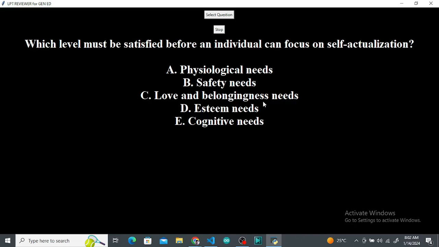Which level must be satisfied before an individual can focus on self-actualization? A. Physiological needs. B. Safety needs. C. Love and belongingness needs. D. Esteem needs. E. Cognitive needs. The correct answer is love and belongingness needs.